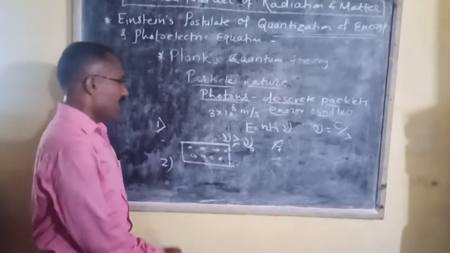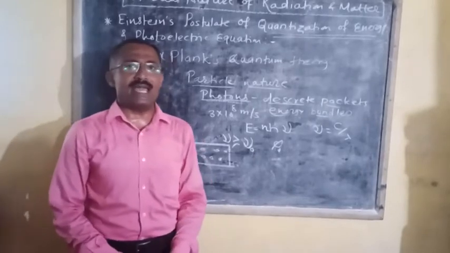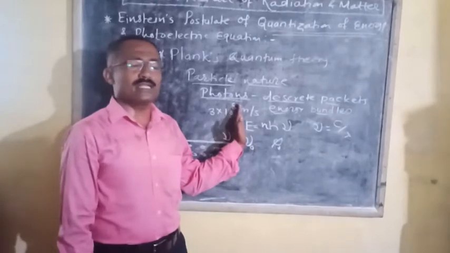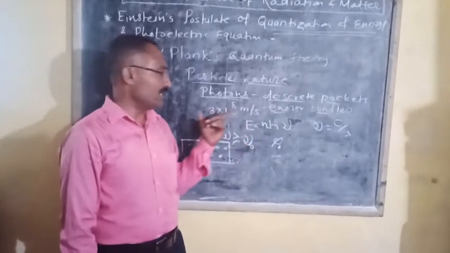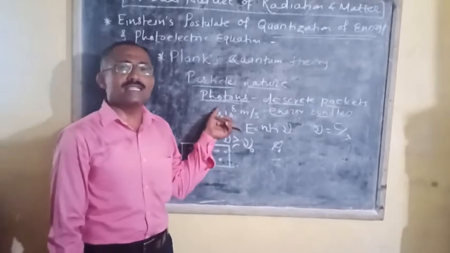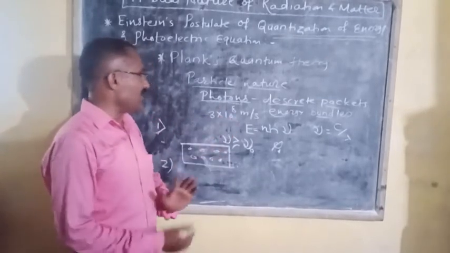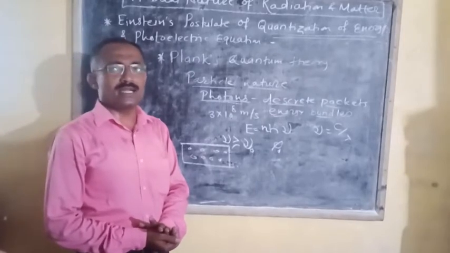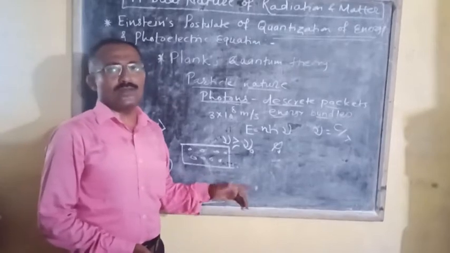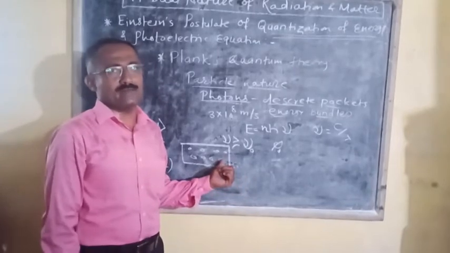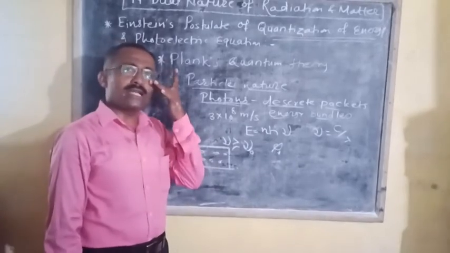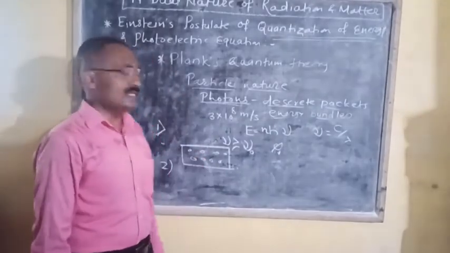This process is an instantaneous process, that is, there is no time lag between incidence of photons, incidence of radiation, and ejection of electrons. Therefore this photoelectric effect is an instantaneous process. And if the incident light is cut off, then photoelectric emission cannot take place. This is the second characteristic feature of the photoelectric effect explained by Einstein.